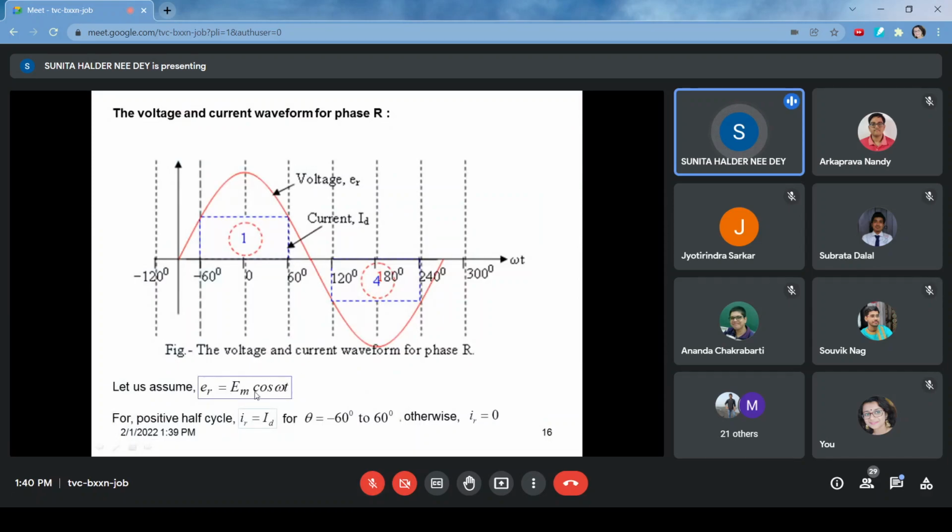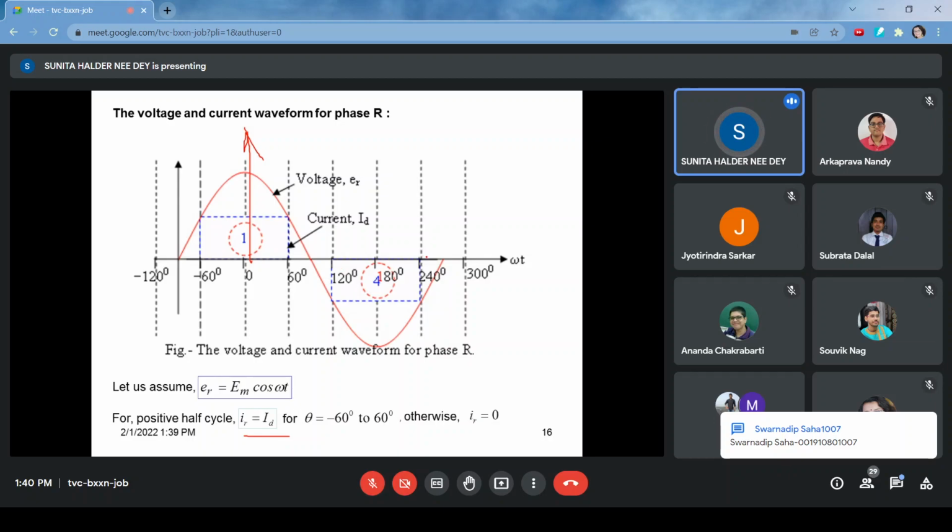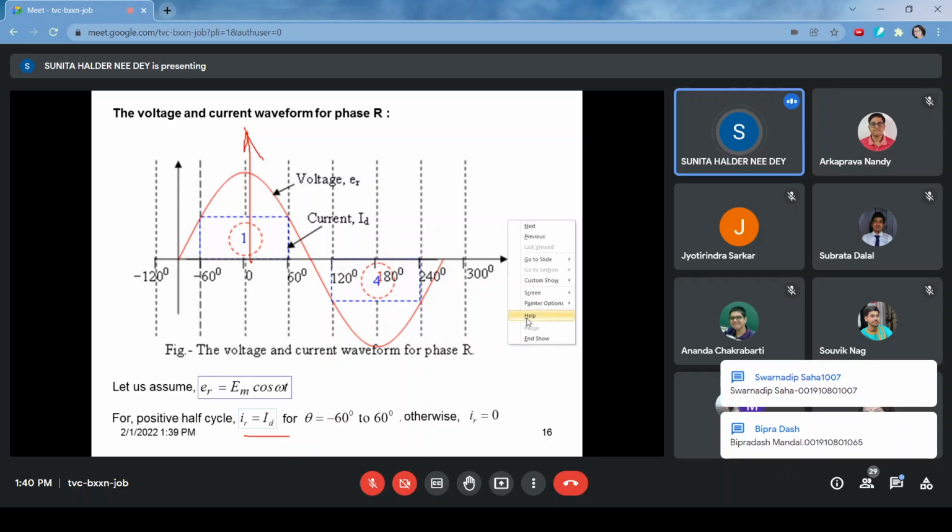So here I am assuming ER equal to EM cos omega t, right? So EM cos omega t means here is the axis. So from minus 60 to 60, it is the plus ID, and from 120 to 240, it is minus ID.